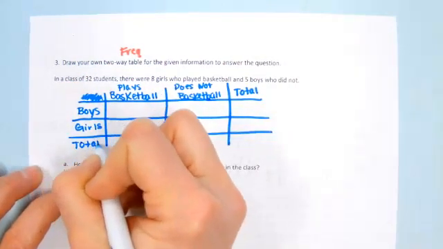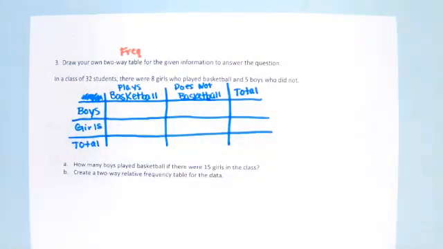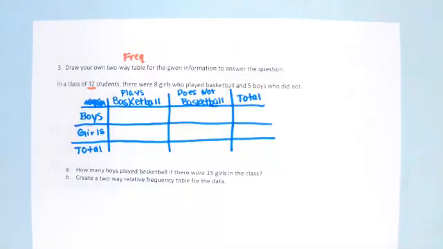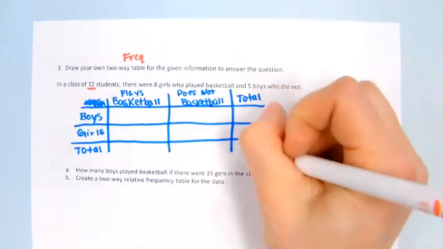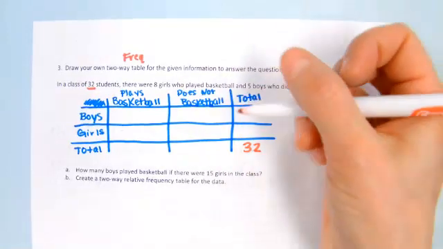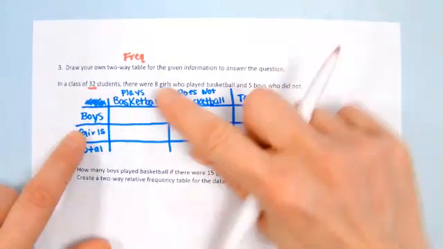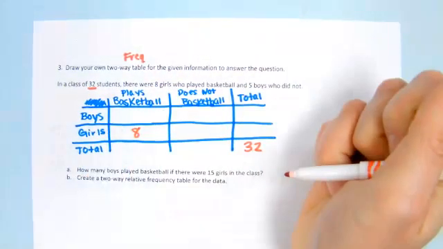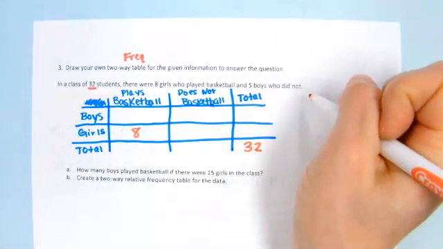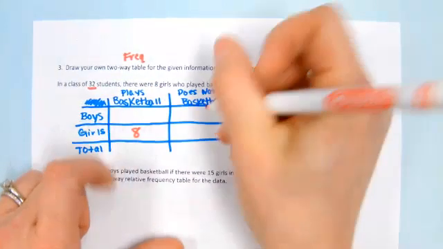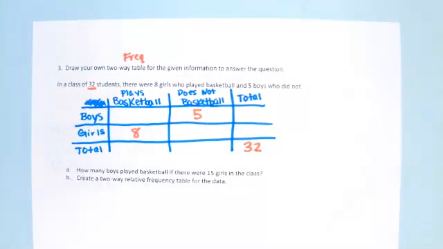All right, now we got to fill in what we know. So in a class of 32 students, where does 32 go? Total. In the final total, right here. That's a whole total. There were 8 girls who played basketball. Okay, so girls and plays basketball goes here. That's where 8 goes. And 5 boys who did not. All right, boys does not. 5.